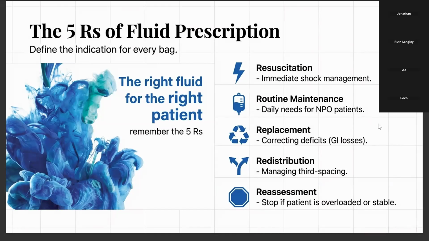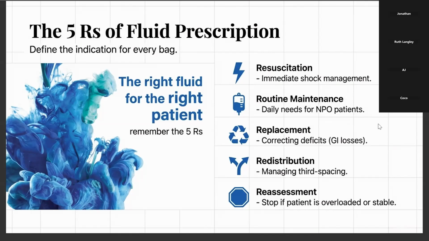Routine maintenance, daily needs for nil by mouth patients. We have to be careful with this, with routine maintenance, because again, if you give too much, it's going in the wrong spaces. So you need to decide what their losses might be. And the standard I work from is 1 ml per kilo per hour. So if I've got a 70 kilo patient, we want maintenance, I'll prescribe them 70 mils an hour. Probably Hartmann's, but maybe we need to start thinking of things like dextrosaline with a little bit of potassium as well. They get the sugar, they get the potassium replacement, and they're getting water as well.